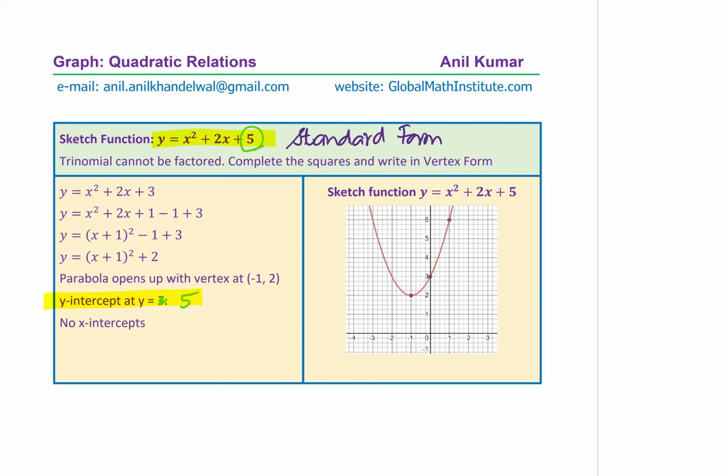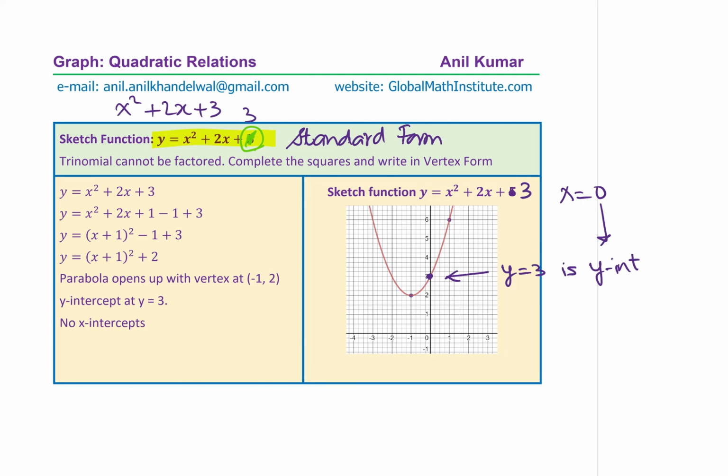When x is equal to 0, we have solved the equation. Here it is 3, not 5. Okay, so let me change the equation. This was 3. So we are working with the equation x squared plus 2x plus 3. Therefore we have taken this as not 5, but 3. So y equals 3. And so we get a y-intercept at y equals 3. Whenever the equation is given in the standard form, you can put x equals 0 to find the y-intercept. That is the easiest thing to do.